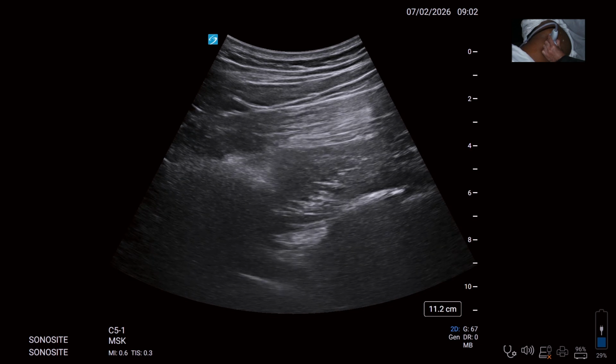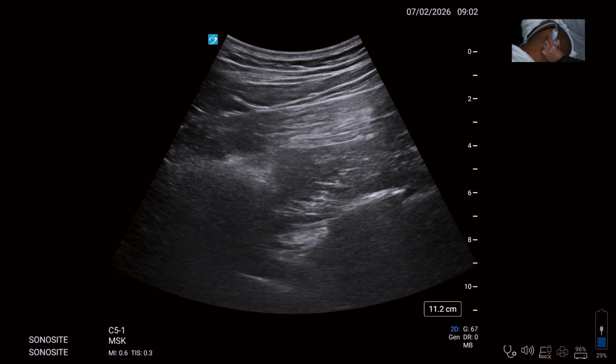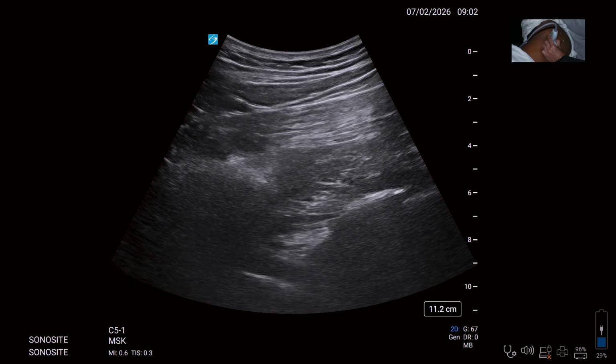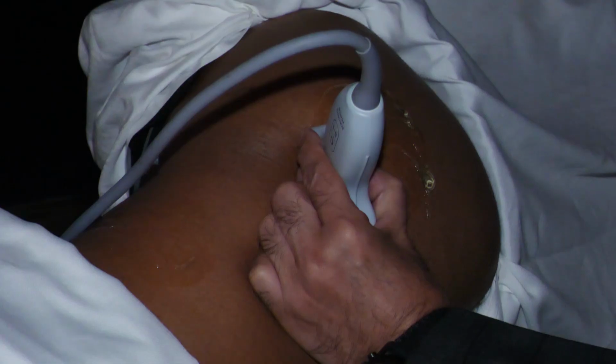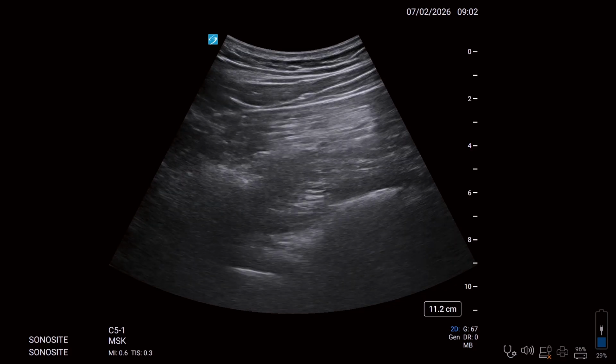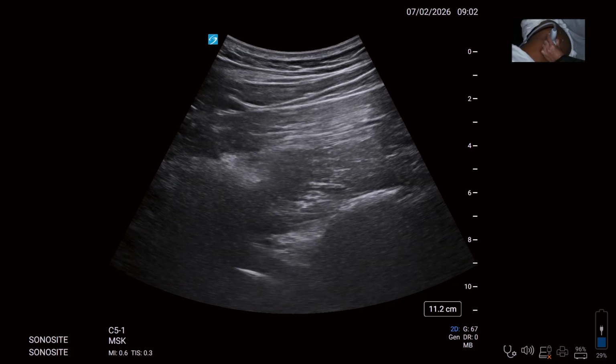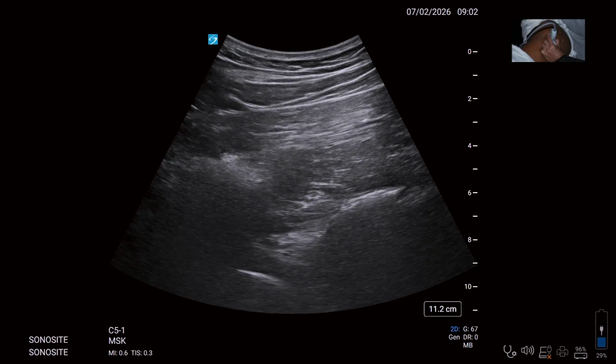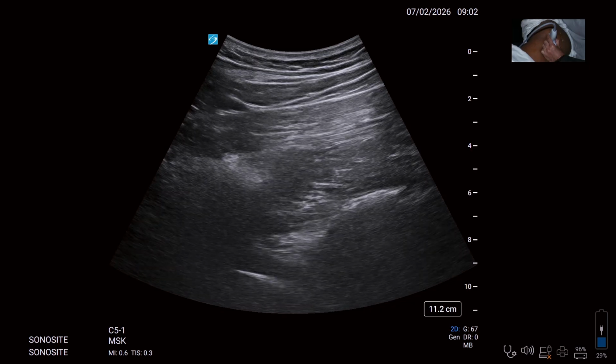And can you appreciate a vessel pulsating here? This vessel is the inferior gluteal artery, which is medial to the plexus. The hypoechoic muscle on top of it, ultrasound screen please. The hypoechoic muscle on top of the bony prominence is the piriformis.